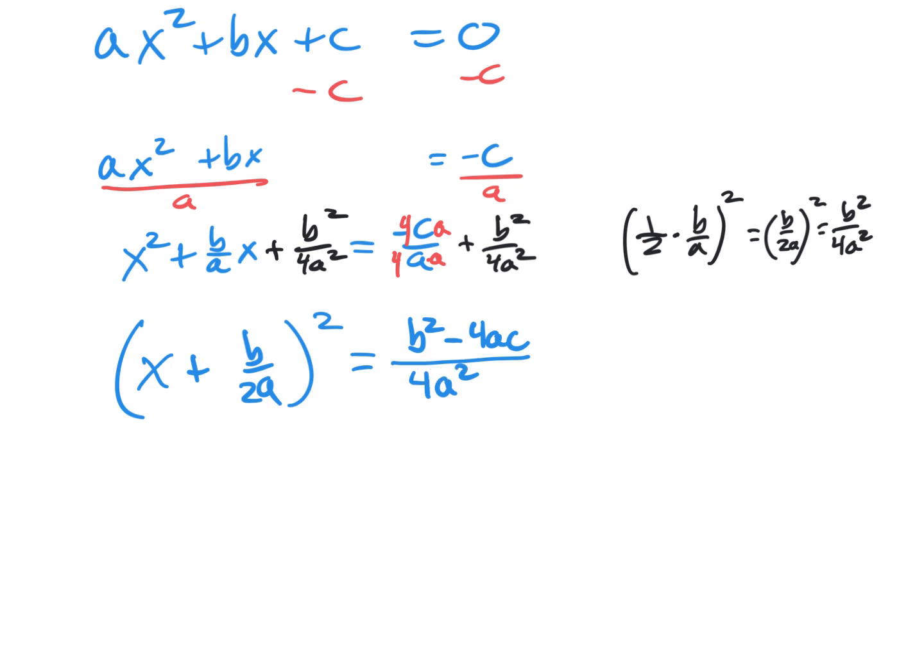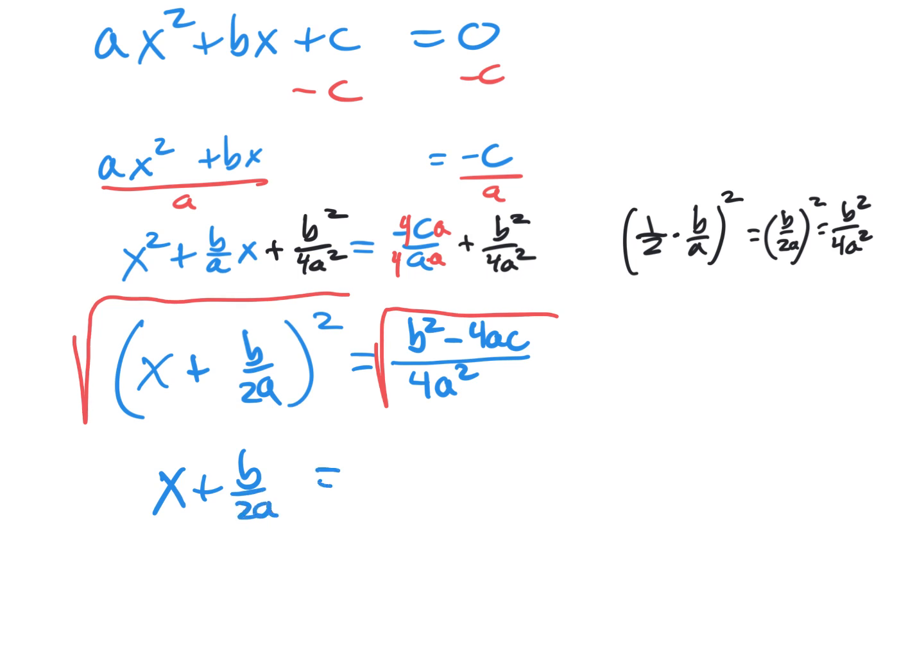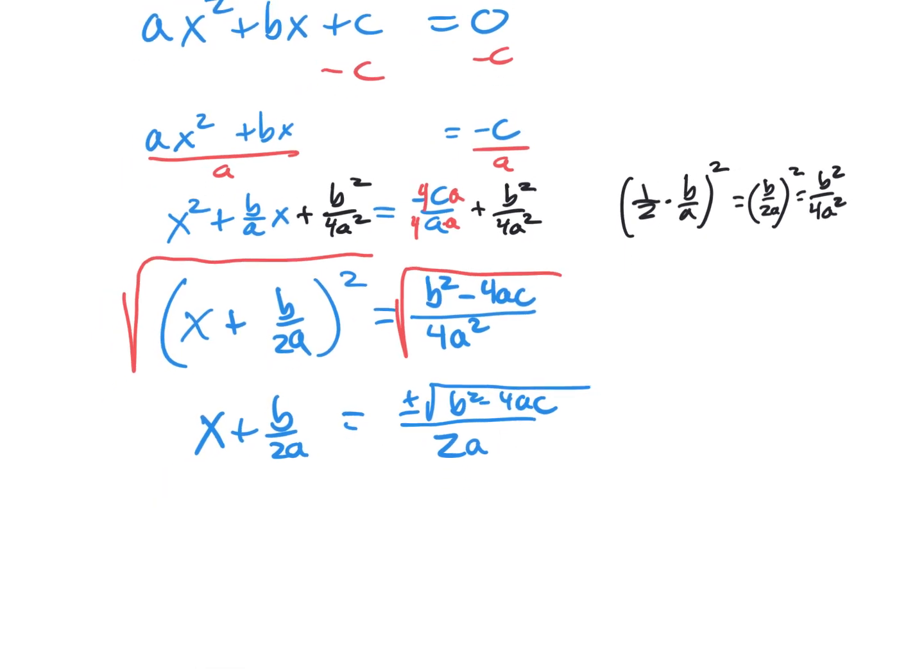All right. Well, so we have the square root of both sides here. And when we square root both sides, now we get x plus b over 2a on that side, and then we can square root the bottom. That's going to be 2a. The top will be plus or minus the square root of b squared minus 4ac. Can't do anything with the top there. Hey, we're almost done. Believe it or not, we're almost done.